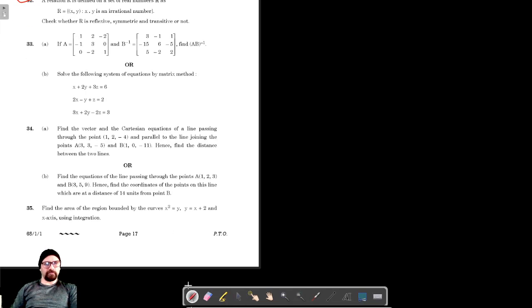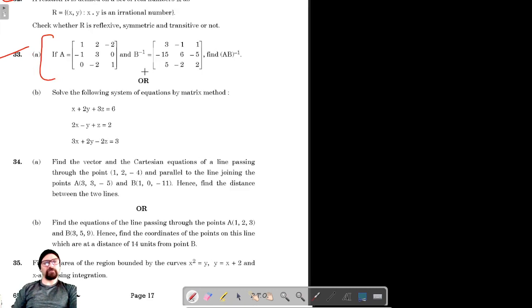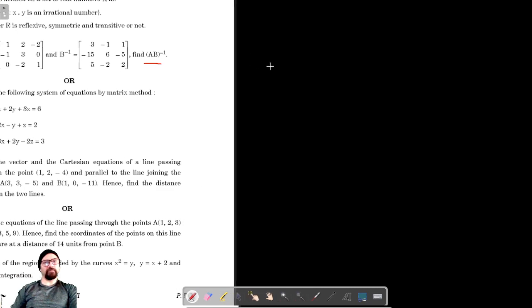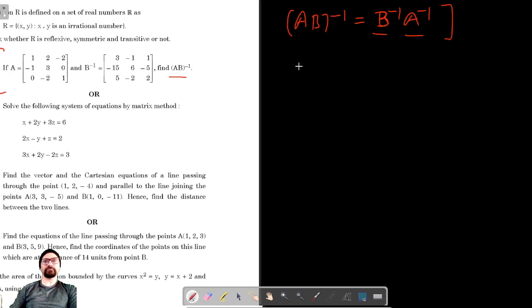Okay, so for question number 33, the first part, where matrix A is given and B inverse is given, we have to find (AB) inverse. And we know that (AB) inverse is equal to B inverse into A inverse.